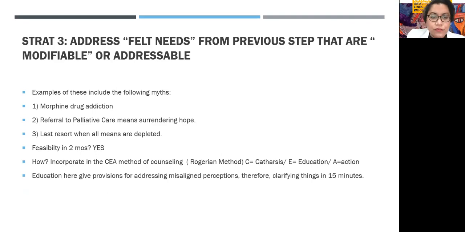Morphine drug addiction, referral to palliative care means surrendering hope, last resort when all means are depleted. Feasibility in 2 months, yes. How? Incorporate in the CEA method of counseling, which we'll be tackling in the lecture workshop later. Education here gives provisions for addressing aligned perceptions, therefore clarifying things in 15 minutes.